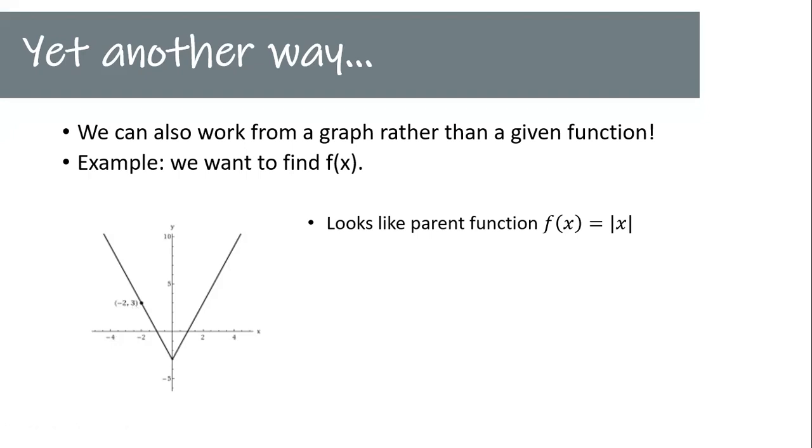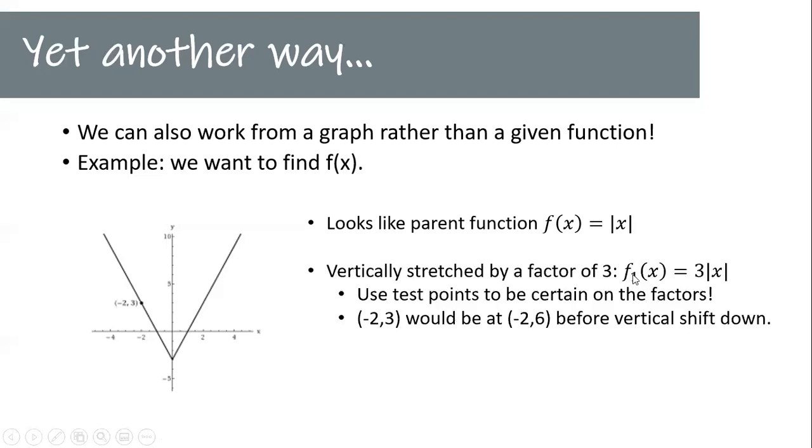This is how I would find the value of that stretch. The absolute value of -2 should be 2, but instead we have -2, 6. So that is going to be a factor of 3 that's going to be applied. So use the point that you're given to make sure that you're getting the right factor. So we see that it's a vertical stretch by a factor of 3. Again, use test points to be certain on those factors. Like I said, that -2, 3, before we dropped everything down 3 units, it would be -2, 6. And so absolute value of 2 is 2 times 3 is going to give us that 6.